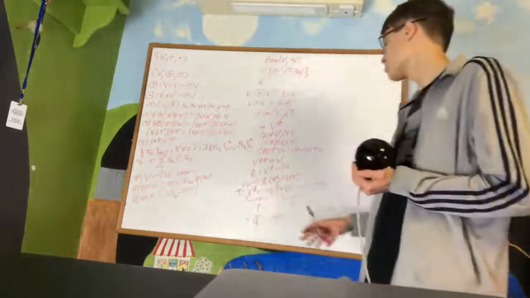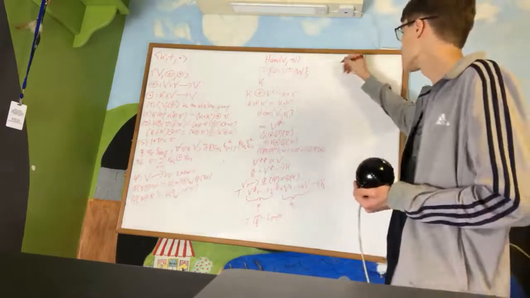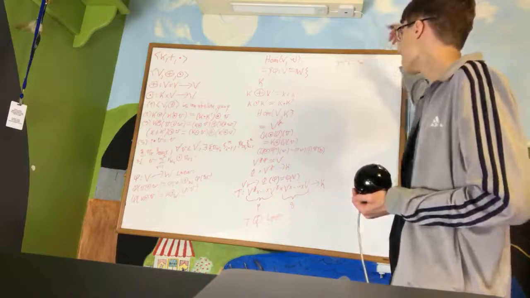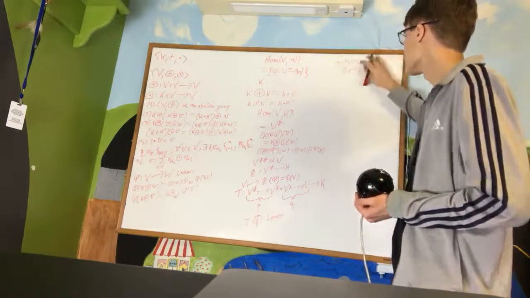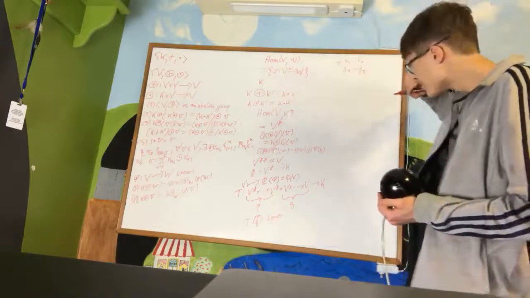And now tensors will have components. So tensors will have components I1 to IP, J1 to JQ.